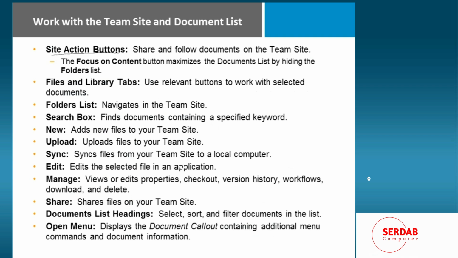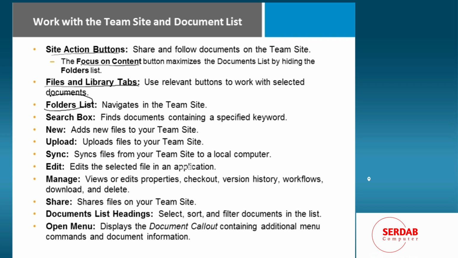We have action buttons, which really are based on where you're focused. We have a Files and Library tab. Now, what's interesting about Files and Library, and you'll get a chance to see it in the demo, is if I click on the Files tab, it's what's going to affect the particular files I have selected. But if I click on the Library tab, which is right next to it, I have things that are going to focus on the entire document library, like adding a column to track a new type of data.